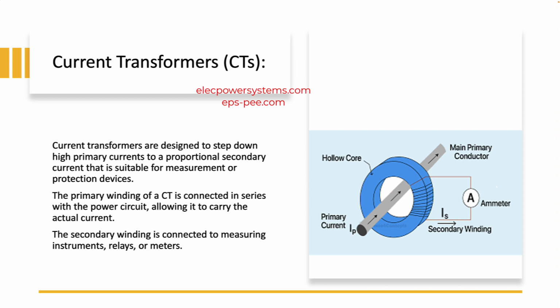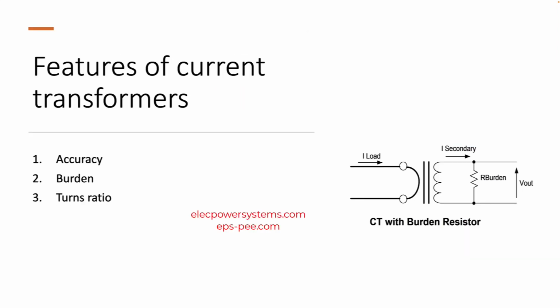The primary winding of a CT is connected in series with the power circuit, allowing it to carry the actual current. The secondary winding is connected to measuring instruments, relays, or meters. Key features of current transformers include accuracy. CTs are highly accurate devices, designed to provide precise measurements of current levels.